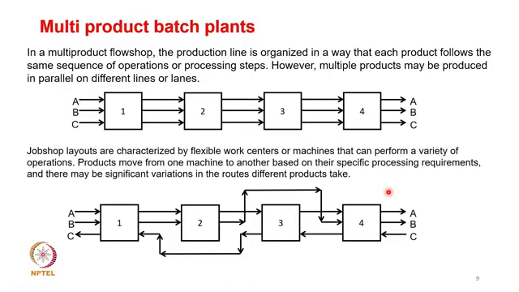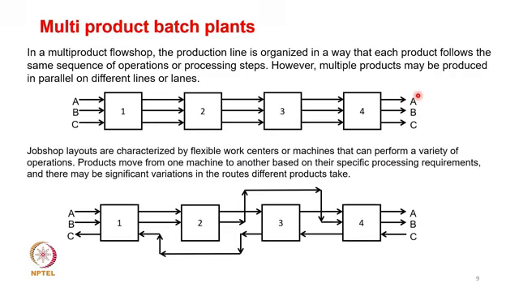What we have seen was a single product batch plan. Now we will look at the case when you have multiple products. Multi product essentially means that the production line is organized in a way that each product follows some sequence of operations or processing, and multiple products may be produced in parallel in different lines or lanes. You can see here that you have 4 such units, and there are multiple inputs coming in. So you have multiple lines, and you might eventually get multiple outputs as well.